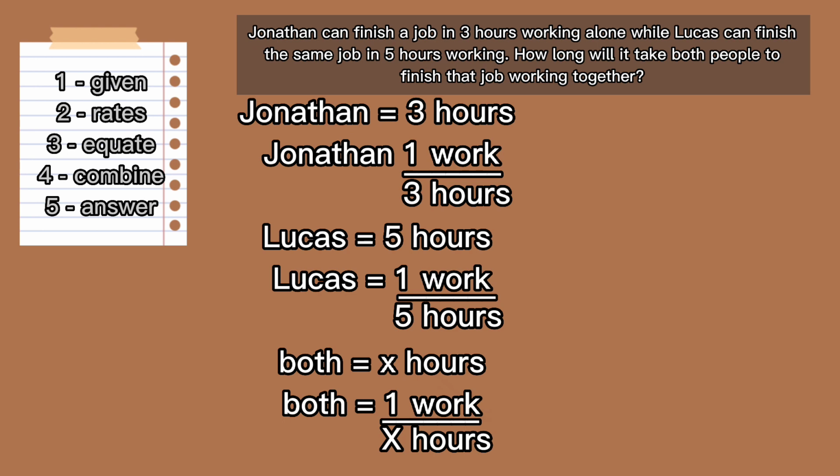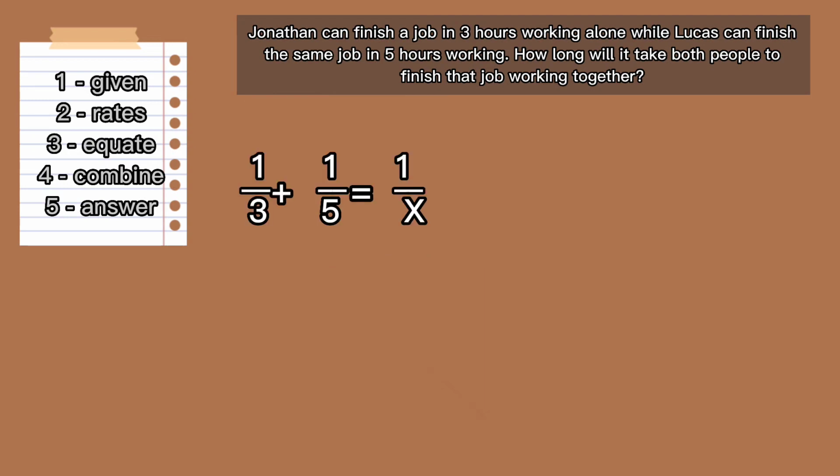So the rate there is 1 work per 3 hours. So in fraction, that's 1 over 3. Let's proceed to Lucas. Same manner, we only have 1 work over 5 hours, which is equivalent to 1 over 5. And for both, we'll have 1 work together, that will be the rate for both. That's x hours, 1 work over x hours, so that's equal to 1 over x. So these are now the representation of the given in terms of its rate.